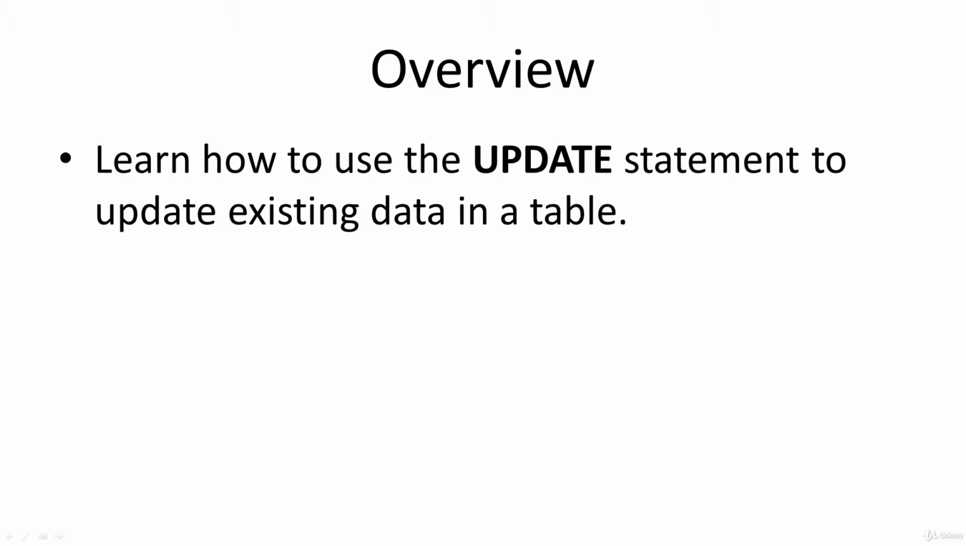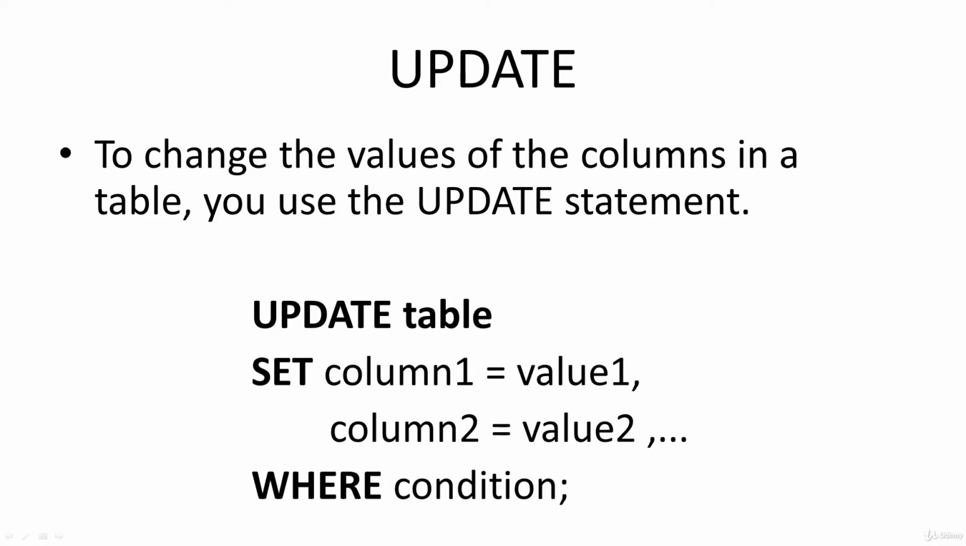But first, let's go ahead and walk through the syntax. To change the values of the columns in a table, you use the update statement. What I mean by change the values of the columns is the actual rows. So the rows are the values of particular columns. To do this, you say update the table name, and then you use set column equal to some value. So for example, let's go back to the link table that we were working with throughout this section.